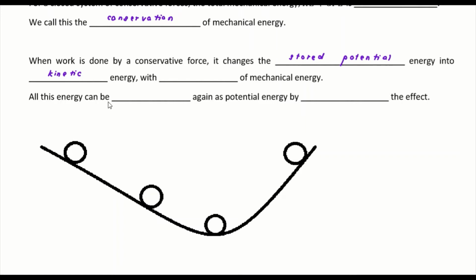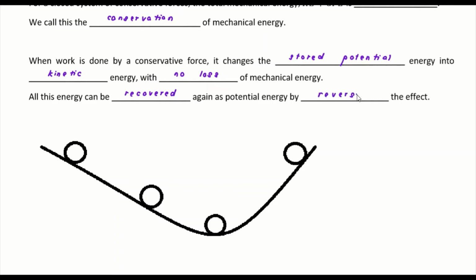In the previous notes, we talked about the loss in potential energy being gained by the kinetic energy. Am I right? Both potential and kinetic are actually mechanical energy, so that's why there's no loss in mechanical energy. Something that's special about a system with only conservative forces is that all this energy can be recovered again as potential energy by reversing the effect.